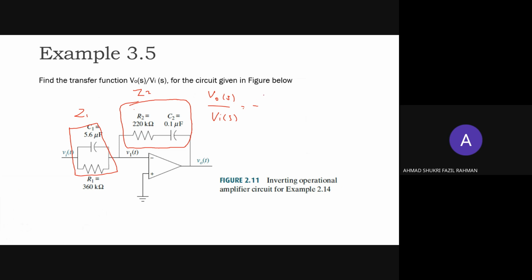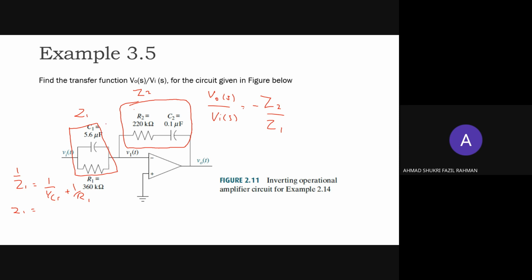Negative part of Z2 over Z1. In order to obtain Z1, we need to solve this part first: the capacitor connected in parallel with the resistor. So we can obtain Z1 first. 1 over Z1 is equal to 1 over 1 over CS plus 1 over R1. So from here you can obtain Z1.